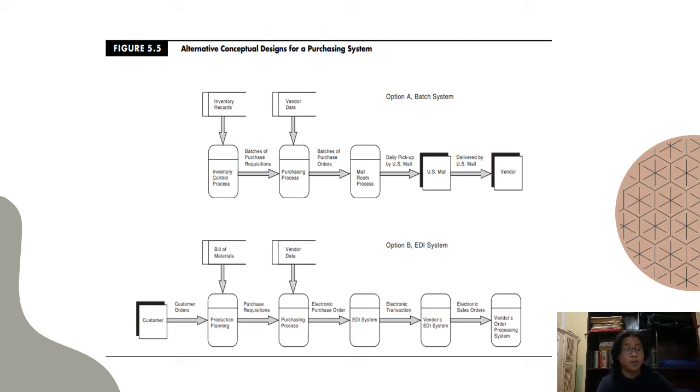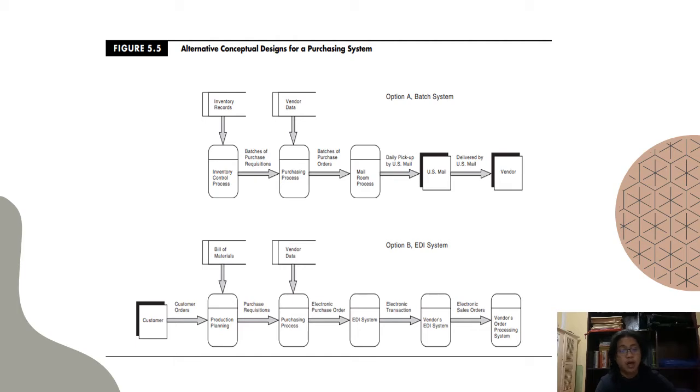Okay, so option A. Option A is a traditional batch purchasing system. The initial input for the process is the purchase requisition from inventory control. When inventories reach their predetermined reorder points, new inventories are ordered according to their economic order quantity. Transmittal of purchase orders to suppliers takes place once a day via the US mail.